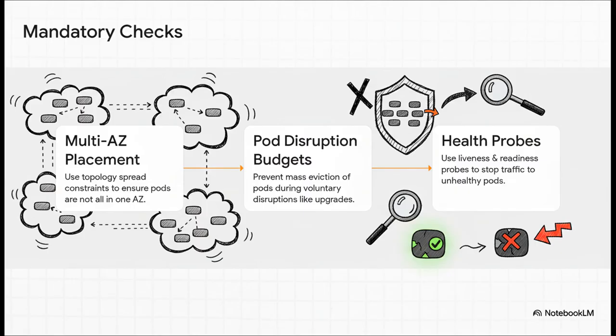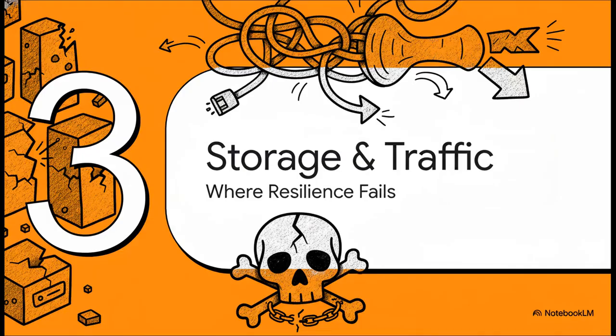Second, you need to be using pod disruption budgets, or PDBs. They stop you from accidentally taking down all your application replicas at once during something like a node upgrade. And third, you have to configure liveness and readiness probes. Without them, Kubernetes will just keep sending traffic to pods that are dead or dying. Not good. Okay, let's talk about the parts of the stack where things really tend to fall apart.